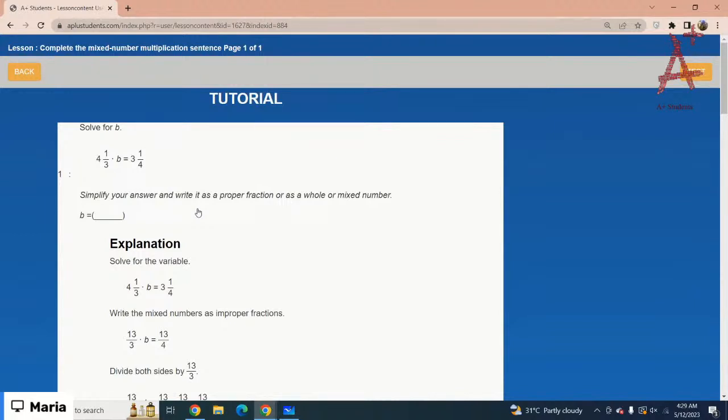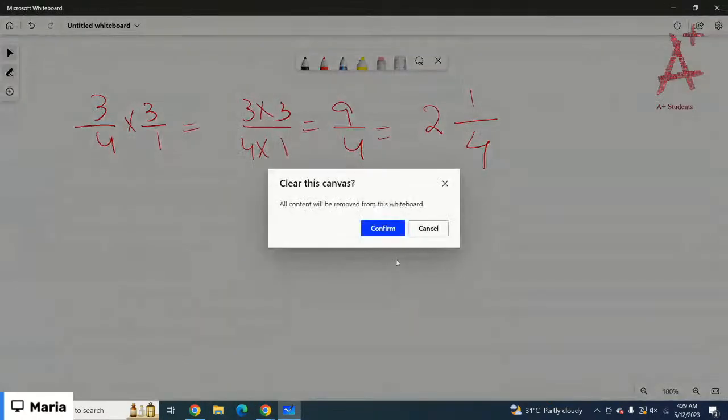Okay, you have to solve for b. That means you need to find the b. B is the fraction that you multiply with 4 whole 1 by 3. The product of b and 4 whole 1 over 3 equals 3 whole 1 over 4. Got it? Okay, let's just solve it on the board. It's very easy but a bit tricky.